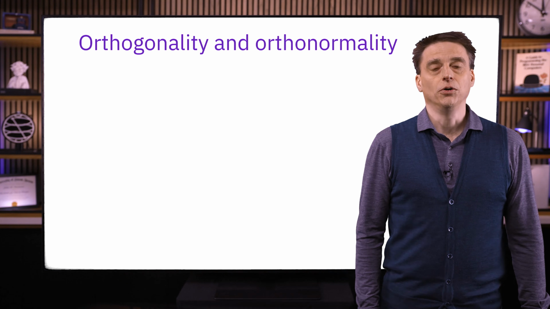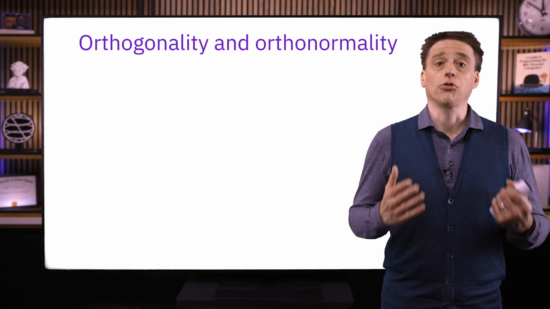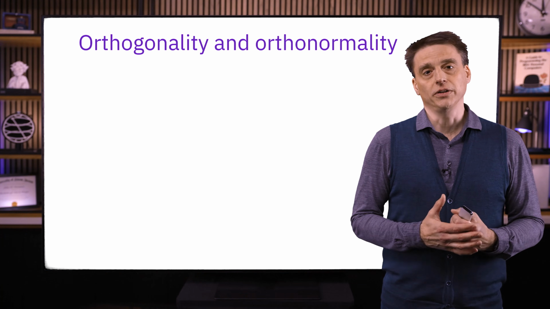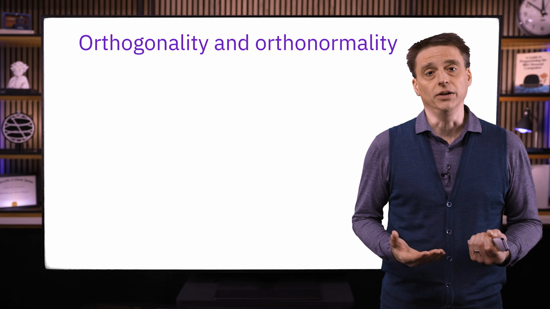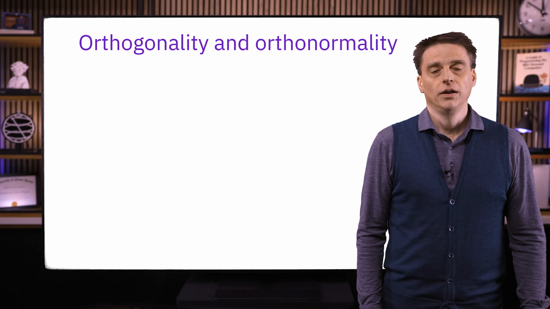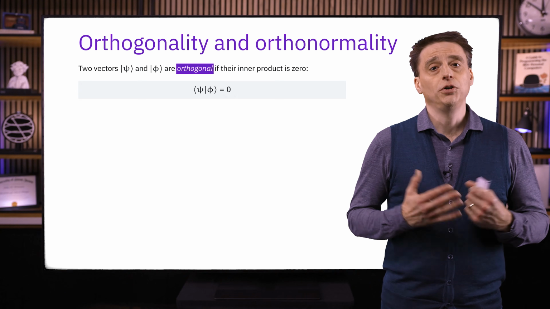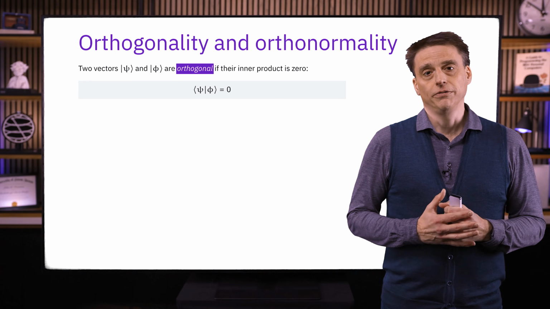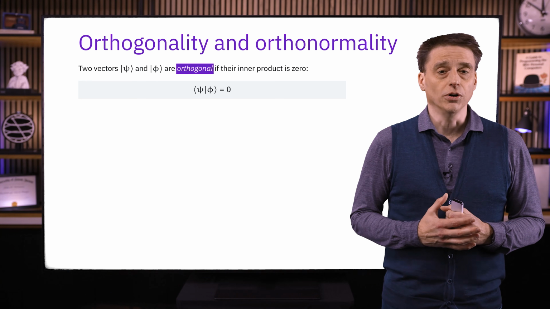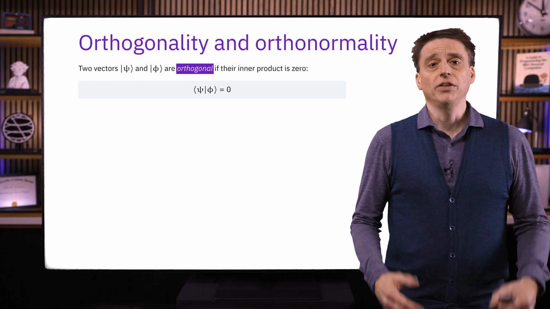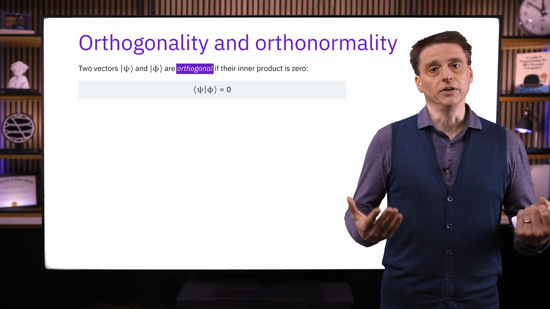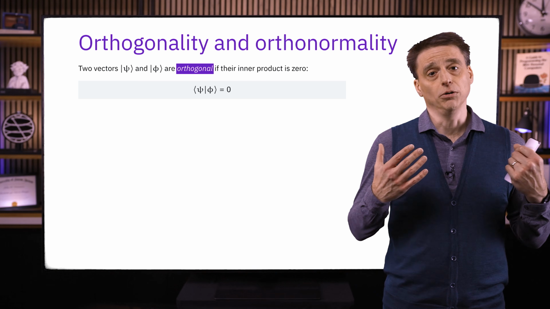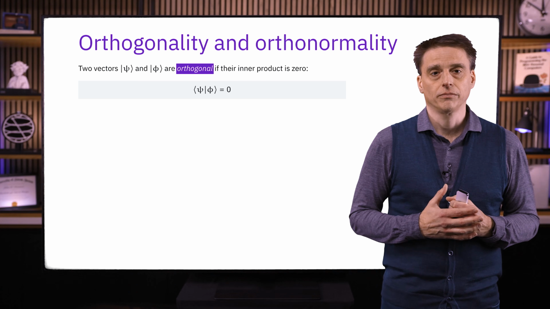Next, we'll talk about the notions of orthogonality and orthonormality, which are connected with inner products, and specifically with inner products of vectors being equal to 0. To be precise, if we have two vectors, psi and phi, we say that they're orthogonal if their inner product is equal to 0. And the way that we can think about orthogonal vectors intuitively is that they're at right angles to each other, or alternatively, that they're perpendicular to one another.